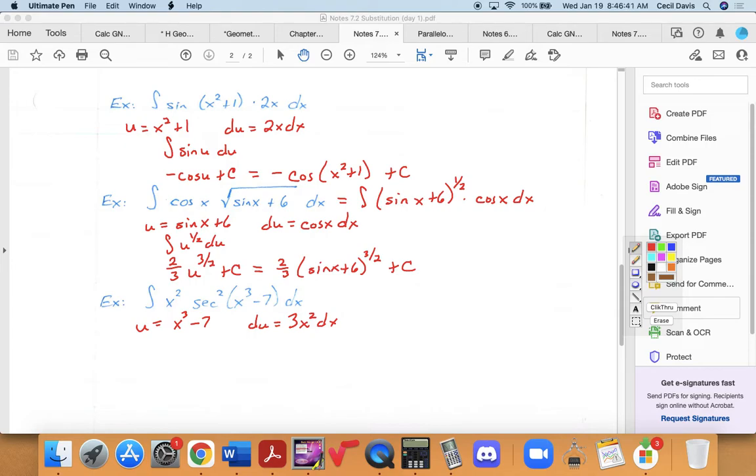And here's the deal. Do I want 3x squared dx? What do I actually want? x squared. I want x squared dx. Not a problem. How can I make this just be x squared dx? Right, the 1/3 out to the right of the dx. How about divide both sides of the equation by 3? So 1/3 du is equal to x squared dx.